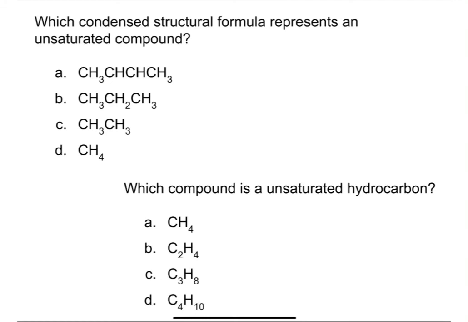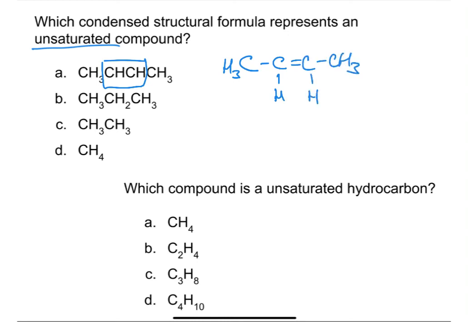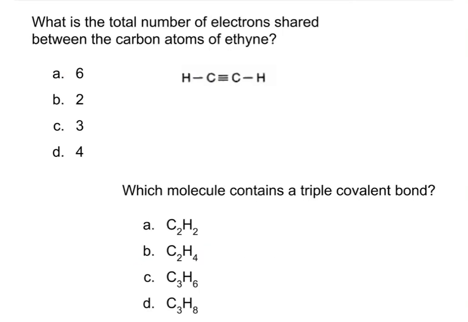Which condensed structural formula represents an unsaturated compound? We should be looking for the formula that contains double or triple bonds. This part of the molecule suggests the presence of the double bond. This is an unsaturated compound. Okay, second question. Which compound is an unsaturated hydrocarbon? Answer B obeys the alkene formula. Alkenes are unsaturated compounds.